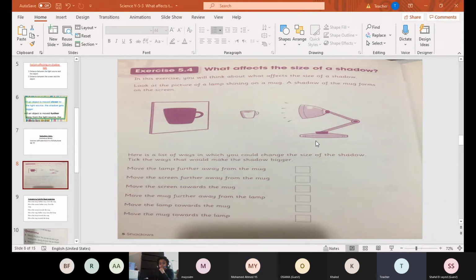I want your observation. Now the second: you can move the screen further away from the mug. If you move it further away from the wall, then what happens?